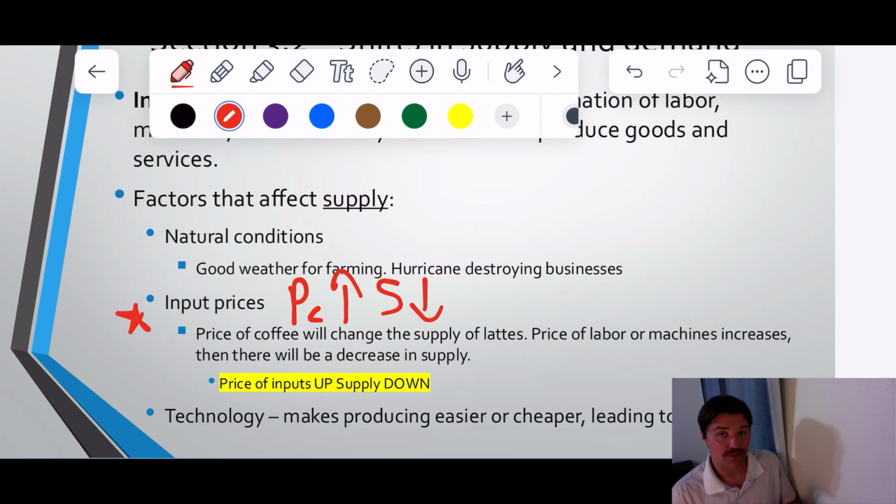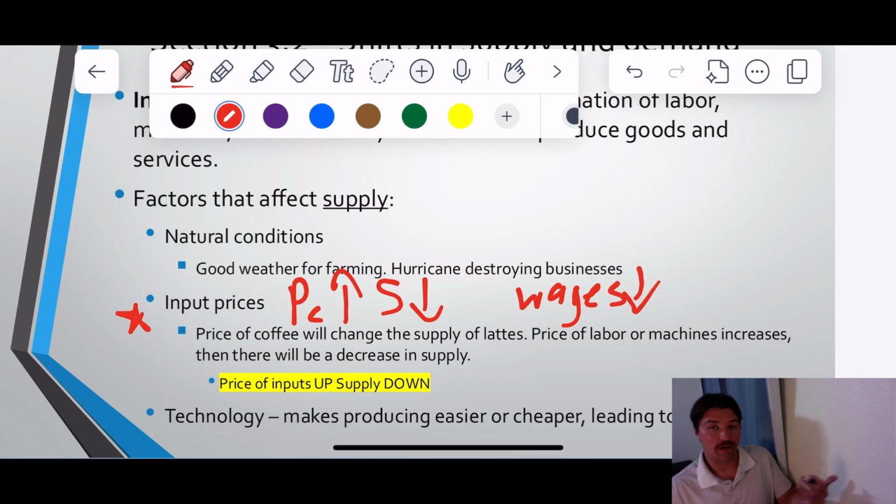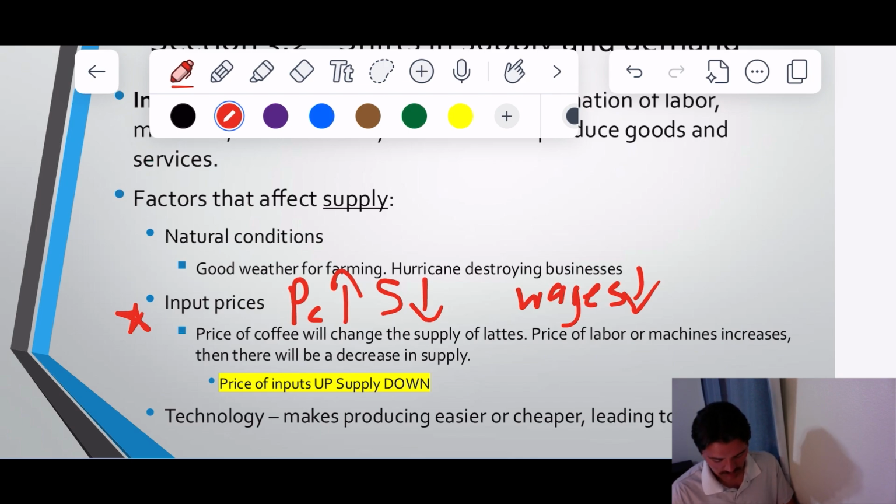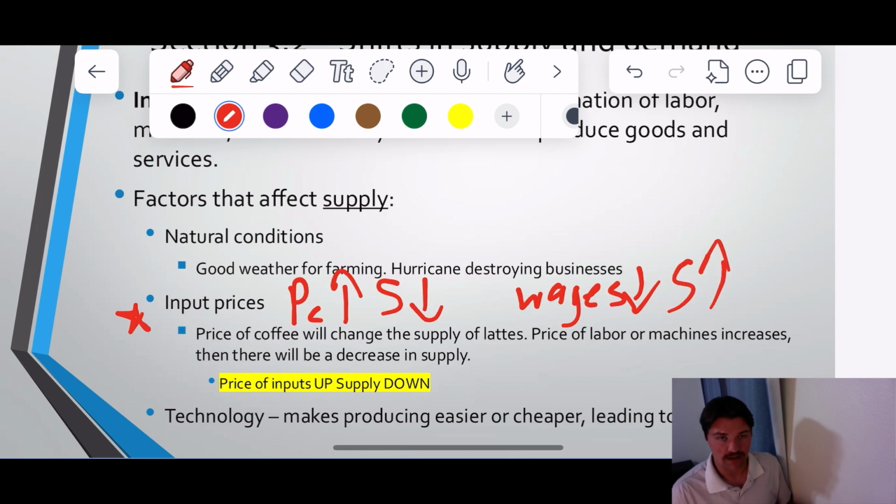Let's look at it from a labor or machinery standpoint. If the price of labor, like wages, were lower, what does a firm do? A firm can now hire more people. What can you do with more people? You can now make more coffees and more lattes. So whenever the price of labor or machinery decreases, we do see an increase in supply.